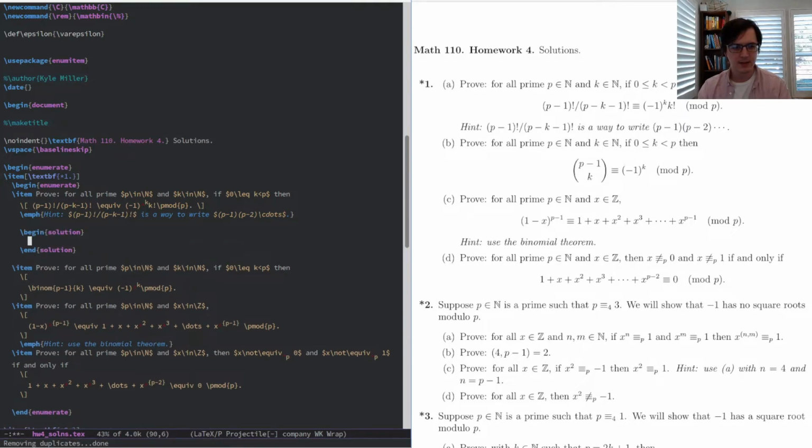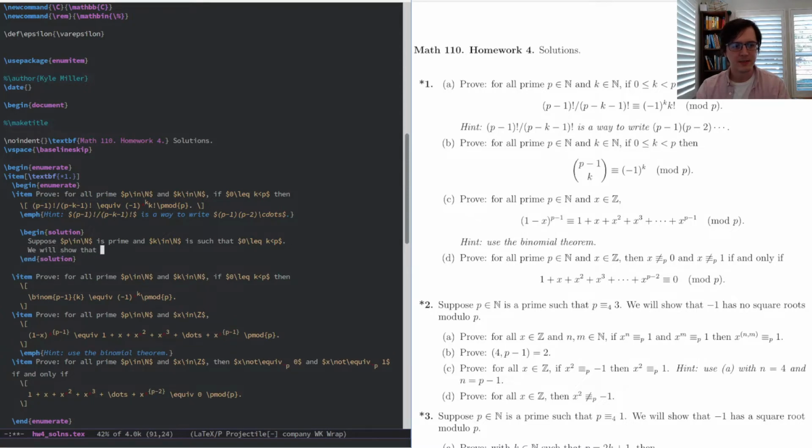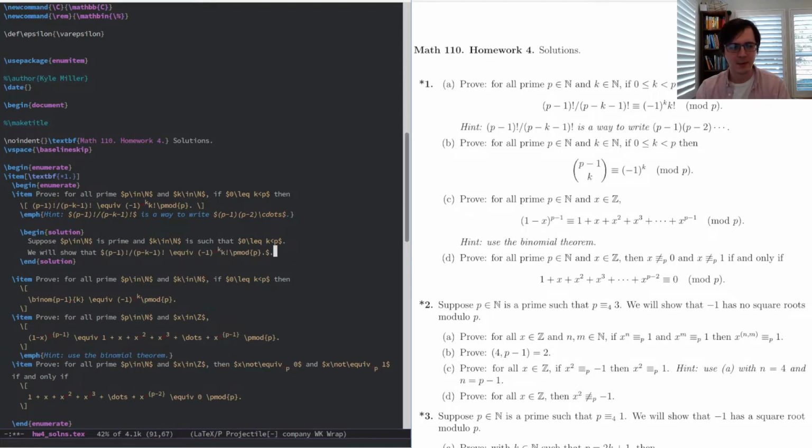So solution. So let's see. Let's suppose p is in the natural numbers, and it's prime, and k in the natural numbers is such that 0 is less than or equal to k is less than p. I'm just being wordy like usual, just introducing what our hypotheses are. And I'll just note, we're just doing this in a straightforward way.